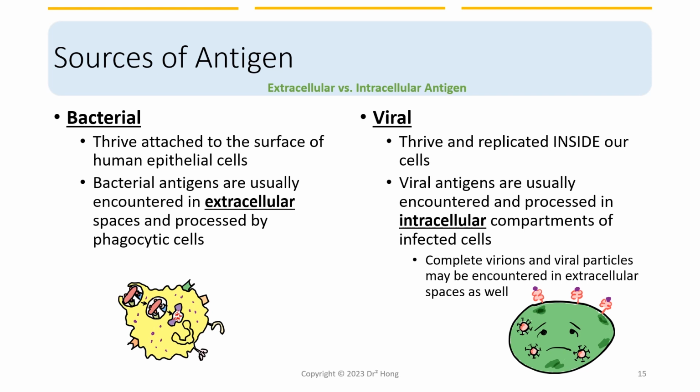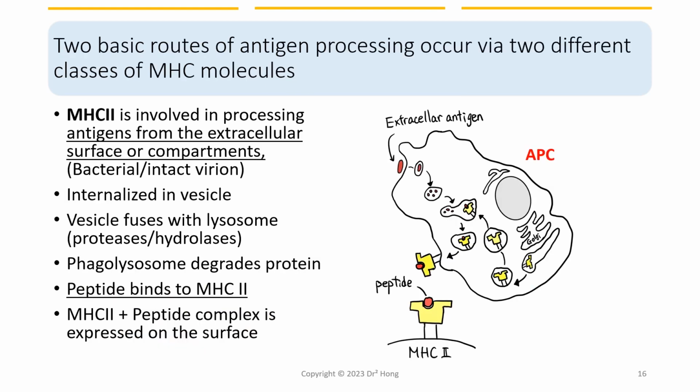The reason we talk about different sources of antigens is that they dictate a slightly different pathway for how our lymphocytes are activated, and we're going to look at the specific mechanisms in the next slide. So we had an overview of the antigen presenting process in the previous few slides, and basically it can be divided into two basic routes, through two different classes of MHC molecules. First we're going to look at MHC class 2.